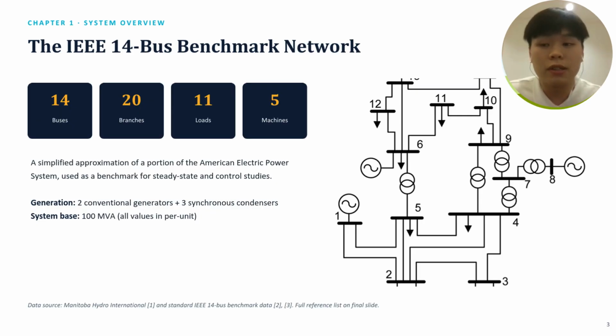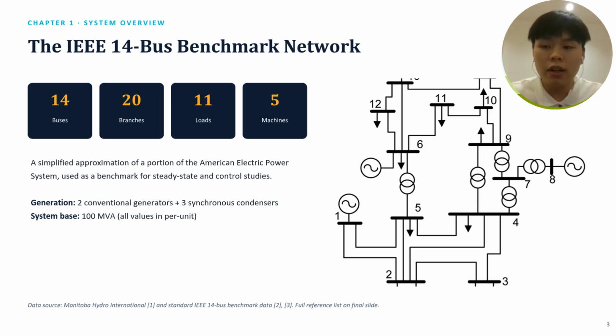Let's start with the system overview. The IEEE 14 bus system is a standard benchmark network in power system engineering. It's a simplified approximation of a portion of the American Electric Power system. It's widely used across both academia and industry to test power flow algorithms and also control strategies.